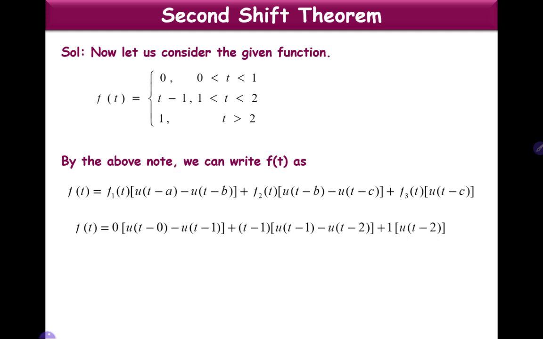Okay. Now, the first term is 0 because 0 into anything is 0, plus the second term is t minus 1 into u of t minus 1 minus t minus 1 into u of t minus 2, plus u of t minus 2.